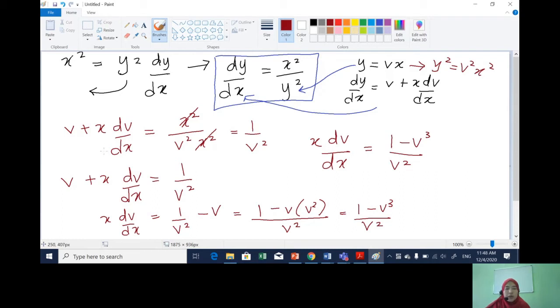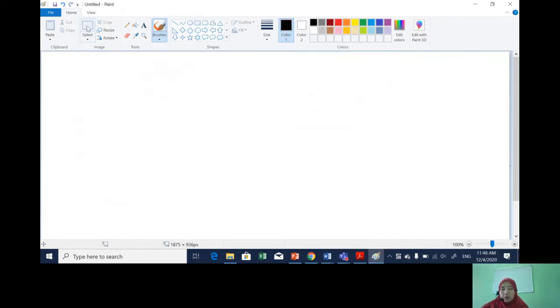The next step is to apply separable, but before we apply the separable method, you are supposed to simplify the term. This one is the one that we are going to proceed with in the next step. I'm going to write down again.